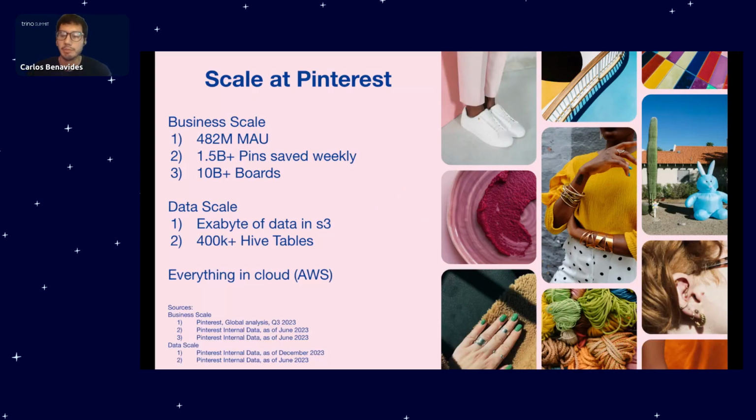Our business scale at Pinterest is that we have over 480 million monthly active users. We have over 1.5 billion pins saved weekly, and we have over 10 billion boards. Our data scale is that we have exabytes of data in S3, and we have over 400,000 Hive tables, all of which is served on AWS.